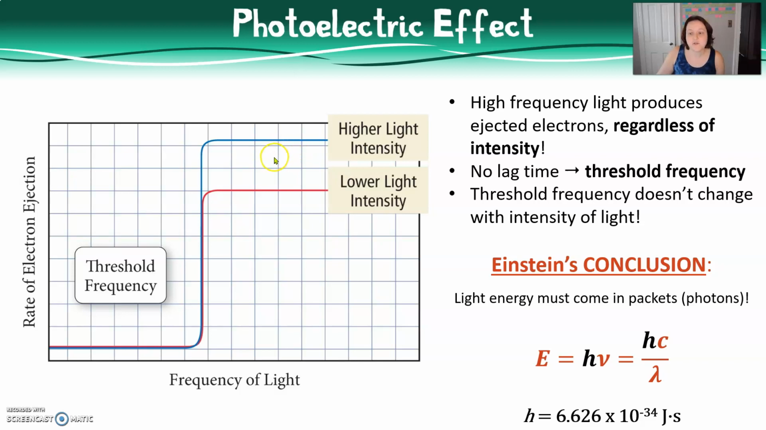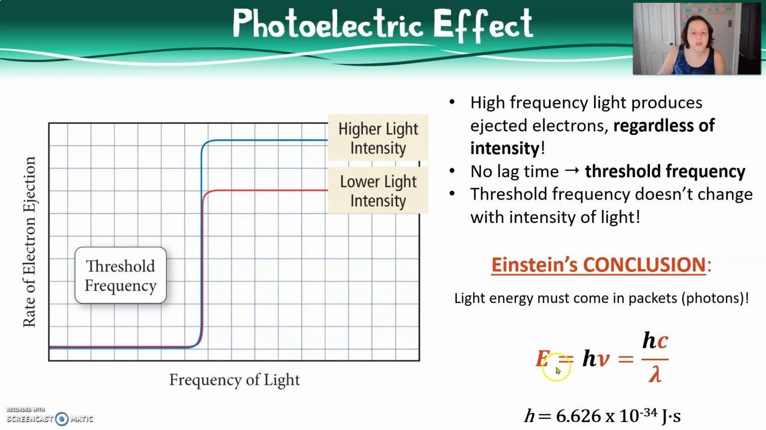So each of those photons still needs to contain enough energy to eject an electron, which is why the threshold frequency for the higher intensity light is the same as the lower intensity light. But since there are more of those photons hitting the surface of the metal at one time, there are more electrons being ejected. And this is why we see this blue curve appearing at a higher point on the y-axis than we do the red curve.